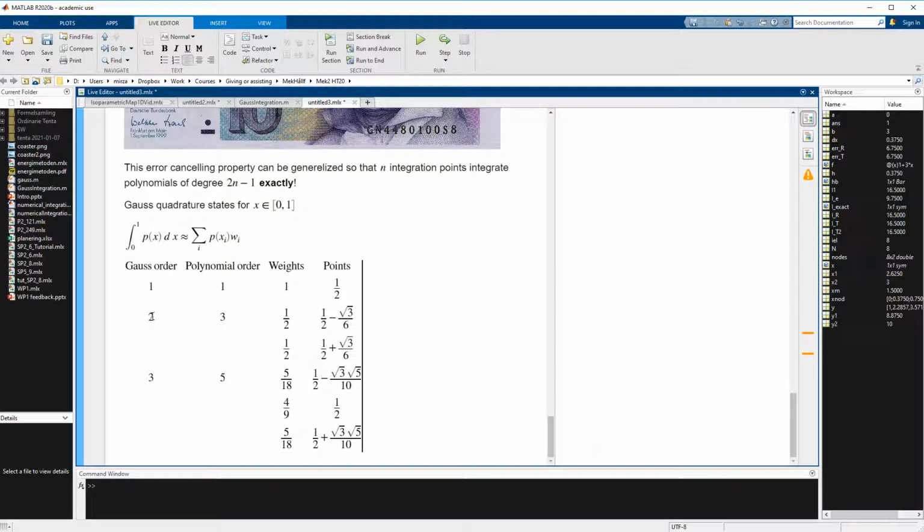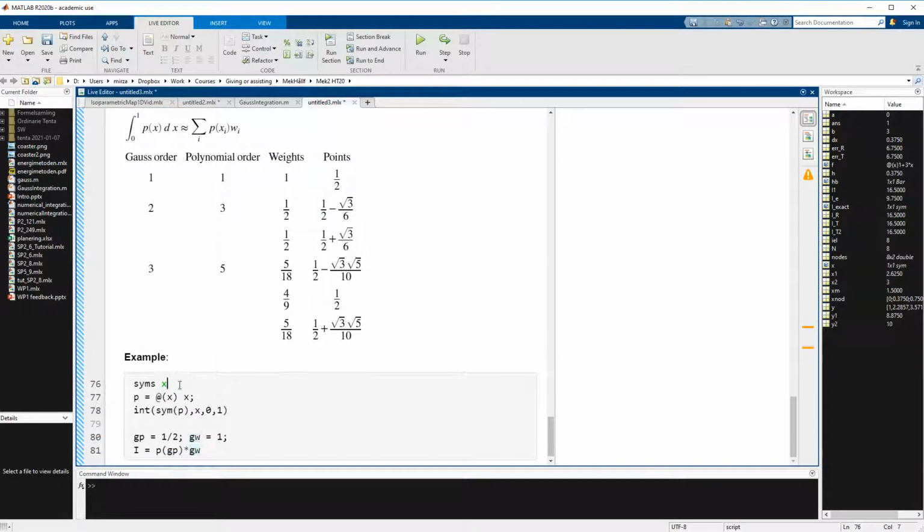But here for Gauss order 2, that means our polynomial order is 2 times 2 minus 1, which is 3. So we can integrate polynomials of third order exactly using 2 special points and 2 special weights. That's quite something. That's cheap. So let's show this with an example.